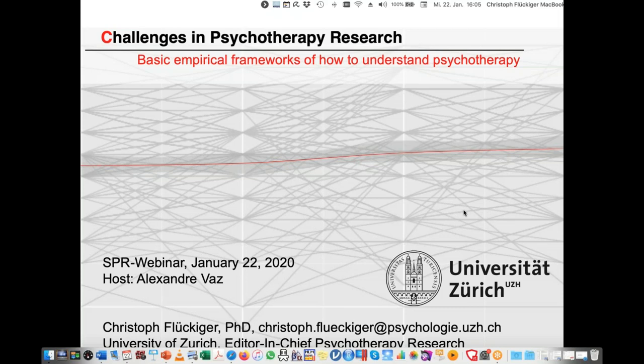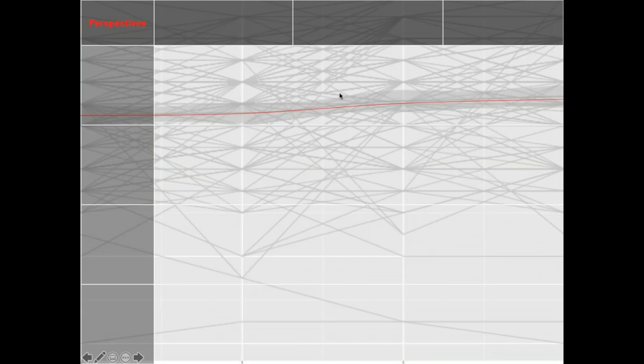So the topic today would be the questions and also debates on how we can design psychotherapy research designs. If we just take a look at empirical data in psychotherapy research, we could say that we have different perspectives in psychotherapy, for example, patients, therapists, and observers. That would be one important aspect of psychotherapy research designs.